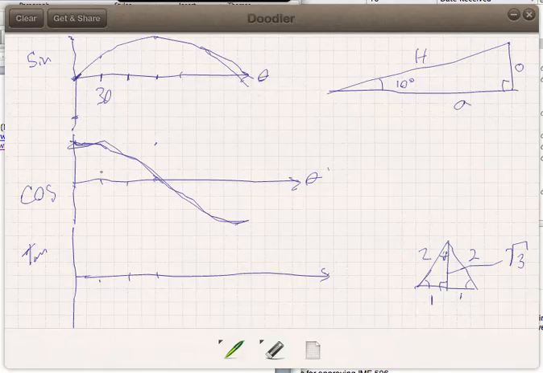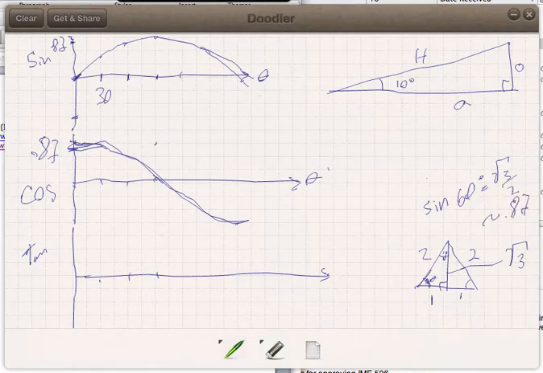And what we know is cosine of 30 degrees is equal to 0.87, very close to 1, which is the same as the sine of 60 degrees, 0.87. We can see from this angle, that's the sine of this angle here, and that's root 3 over 2. So sine of 60 degrees is equal to root 3 over 2, which we'll find is about 0.87.